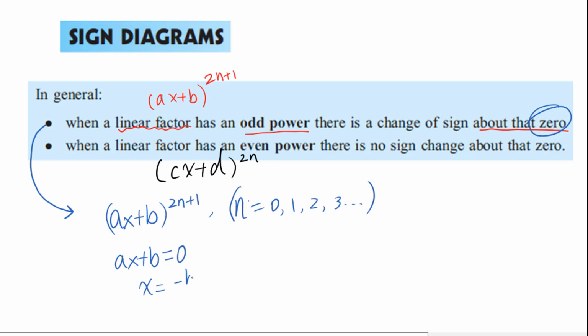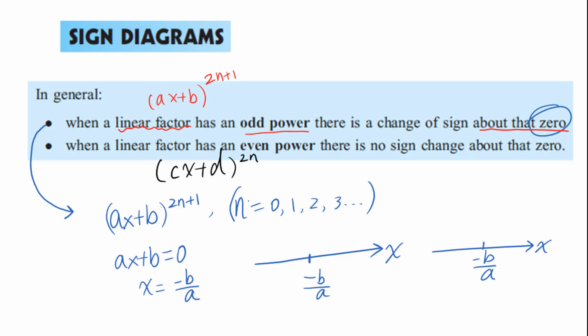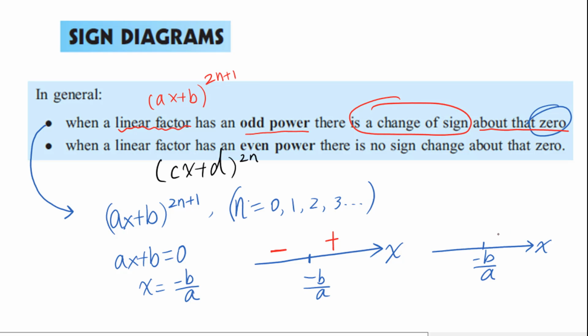x equals negative b over a. Then there are two situations. On the x-axis, suppose this is the x-intercept, negative b over a. Suppose this interval is positive, then this interval will be negative because there is a sign change about that 0. If this is negative, then this interval will be positive.